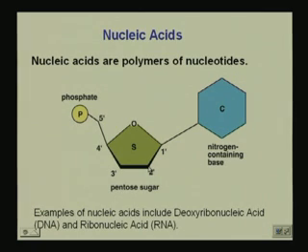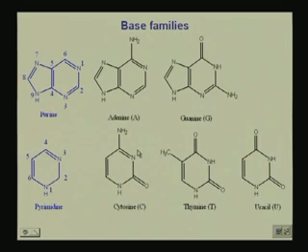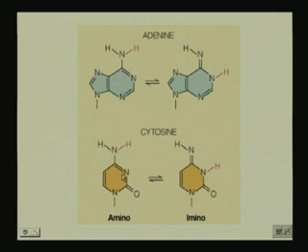The OH is missing at the 2' position, and we have the sugar and the phosphate, and the base families are the purines and the pyrimidines. What do they do? They interact with hydrogen bonding, a purine and a pyrimidine, to form a basic two bases coming together in a hydrogen bonded network.